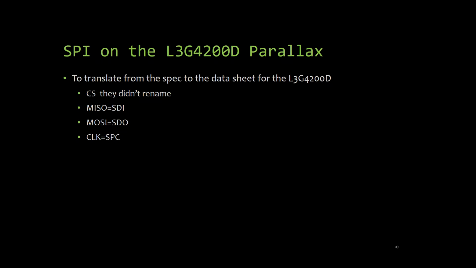Okay, just to make things clear, I purchased the L3G4200D Parallax eval little proto board. Unfortunately, because this board is laid out to support both I2C and SPI, they kind of renamed the signals, and you have to go into the spec to see this. Chip select is the same; they didn't rename that one. But MISO became SDI, MOSI became SDO, and clock became SPC. So just when you're trying to learn something, they throw in non-standard names. But this is the conversion.